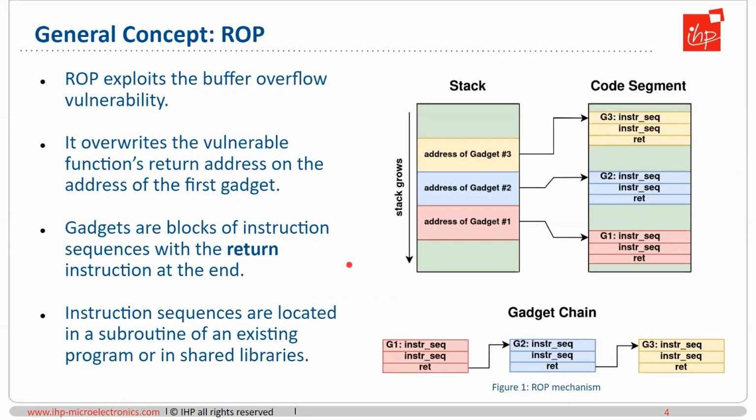In the following figure, we can see the gadget that at the end has a return instruction, which redirects the control flow to the beginning of the next gadget. With this kind of structure, they're forming the gadget chain. After overflowing the buffer, gadget addresses are overwritten in the stack. Gadget addresses are pointing to the actual instructions in the code segment.